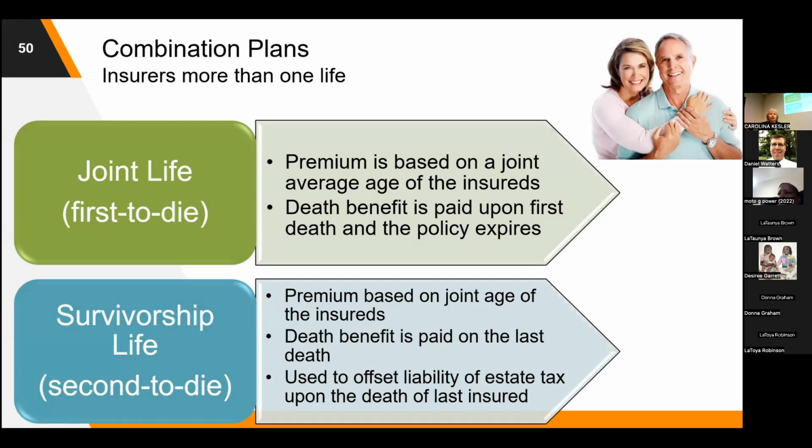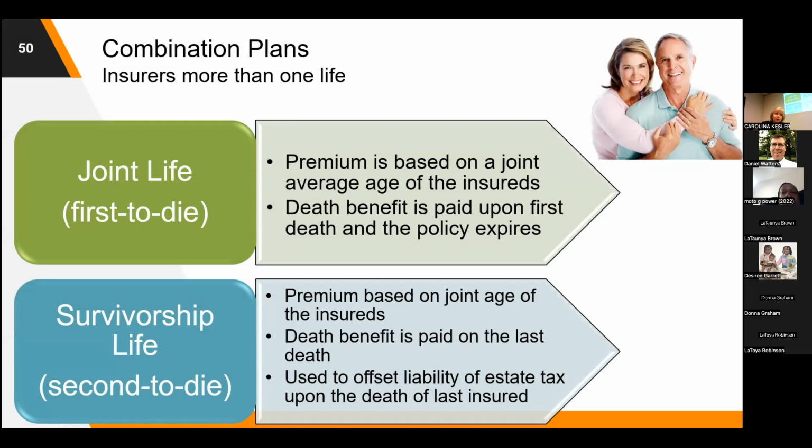Combination plans insure more than one life. Joint life pays on the first death. The premium is based on a joint average age of the insured. So the premium is going to be lower than two separate policies, right? The death benefit is paid upon the first death and then it's over.